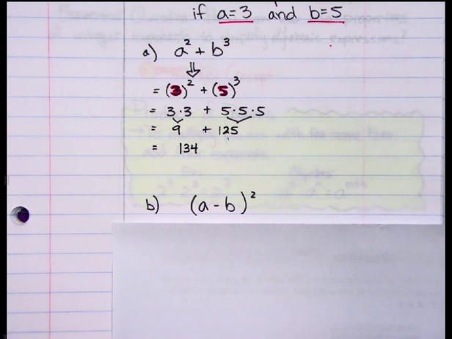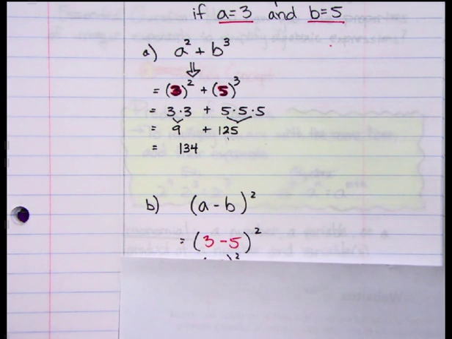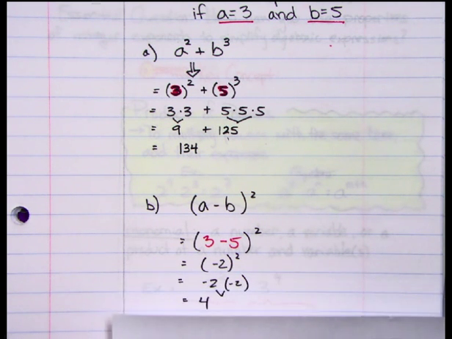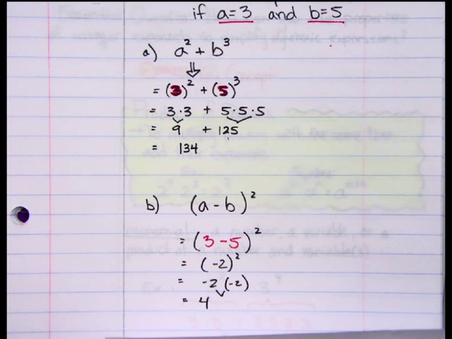Try one more. A minus B, and then square it. Remember, if A is 3 and B is 5, that means I substitute the A with 3 and the B with 5. 3 minus 5 is -2. And then finally I square that. -2 times -2, which is 4. And that would be your final answer.